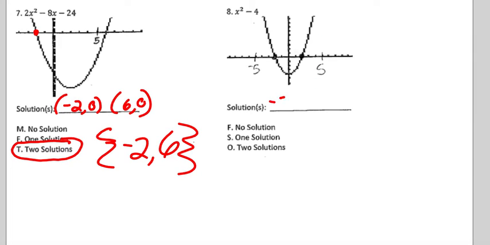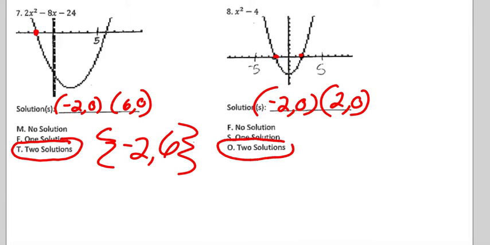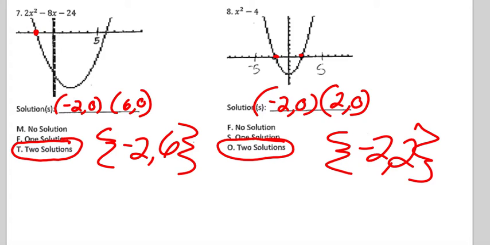Here we have negative 2, 0 and positive 2, 0. Right there and there, there's our two solutions. Again, the y-intercept or the vertex is not a solution to the equation. You can fancy pants brackets instead if you want to write it that way. But you only need to write it one of the two ways. Either the coordinate pairs like this or fancy pants brackets like that.